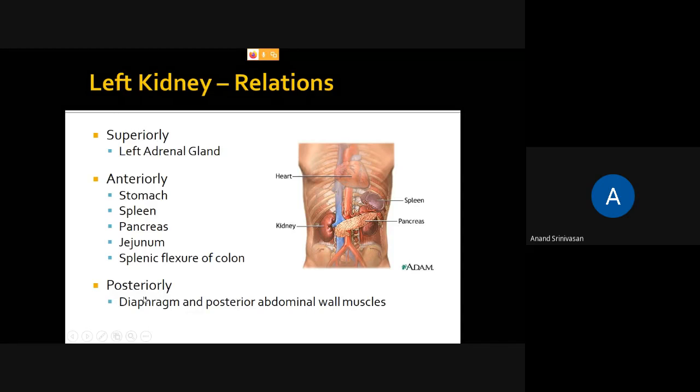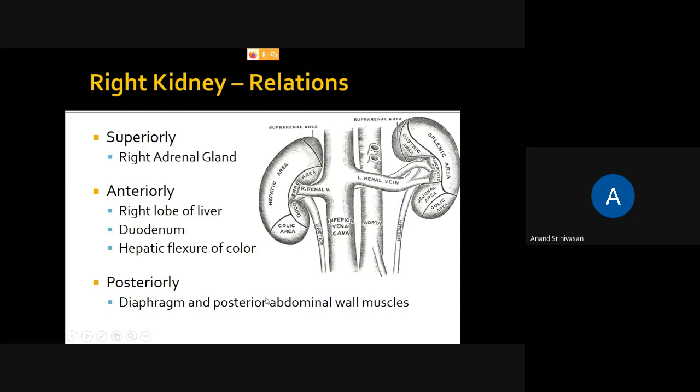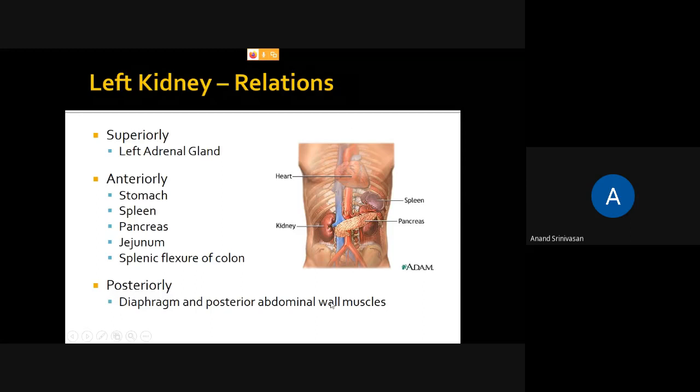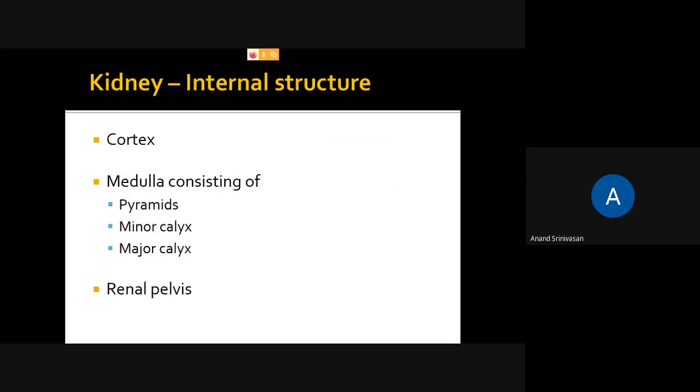And posteriorly there is diaphragm and posterior abdominal wall muscles, same as that of the right kidney. Here also it is diaphragm and posterior abdominal wall muscles. So these are the relations of the kidney. Any doubts until now?